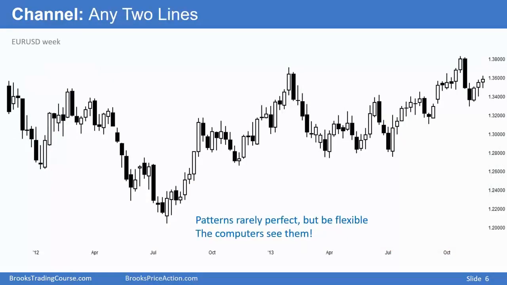Patterns are rarely perfect, and you have to be flexible. When I started out 30 years ago, I would look at books and magazines, and the patterns were all perfect. If you look for perfect patterns when you trade, you're never going to trade, because perfect patterns are rare. They are the exception. Most patterns are not perfect, but the computers see them, so you have to be able to see them as well.